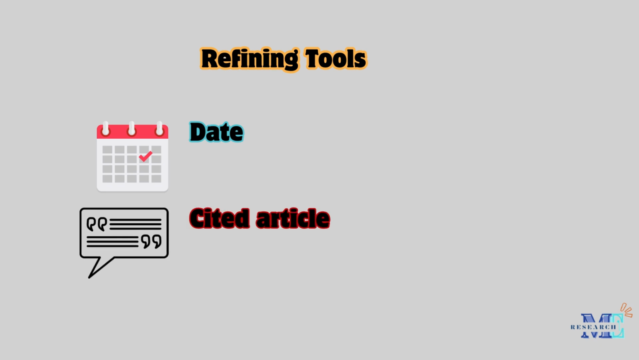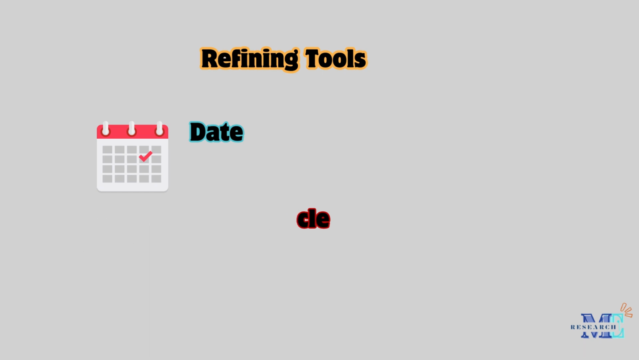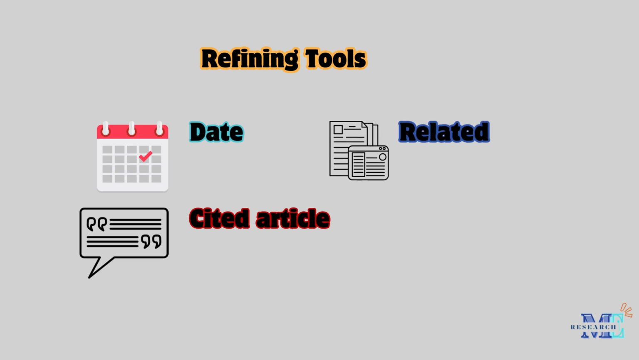And again, other than the date, another tool you could use is cited article. It's normal to get lost with those endless results that are shown. So there is another trick to be picky with your results, which is by looking at the cited articles. Let's go to Google Scholar and see how cited articles work for us.